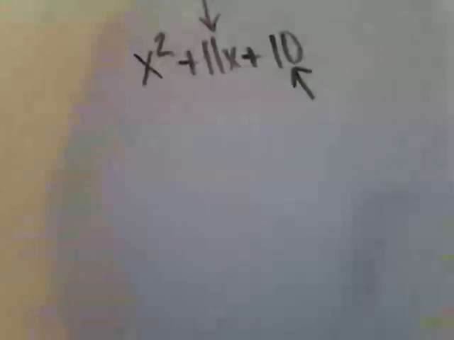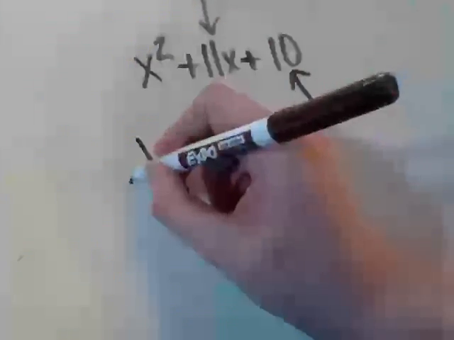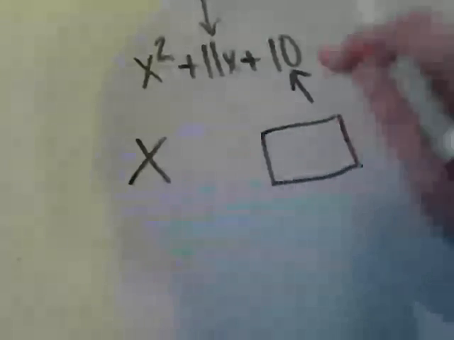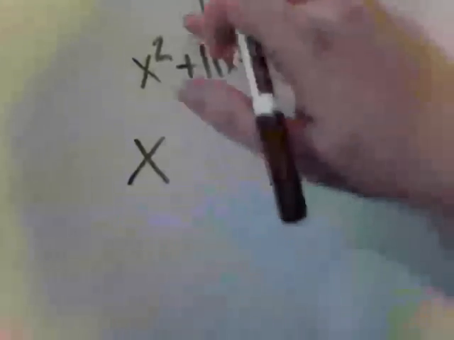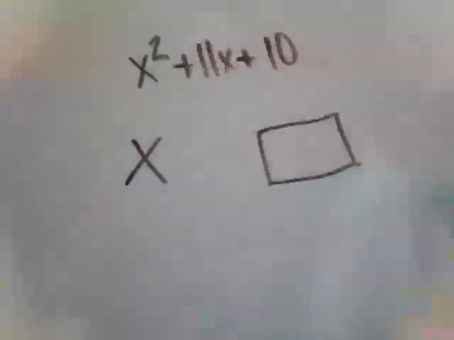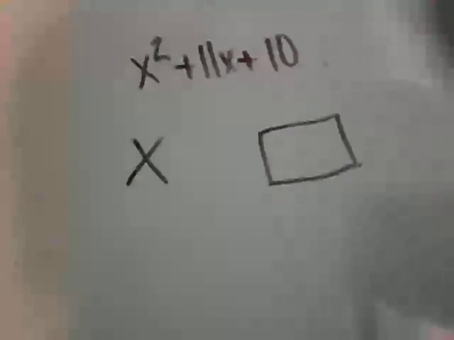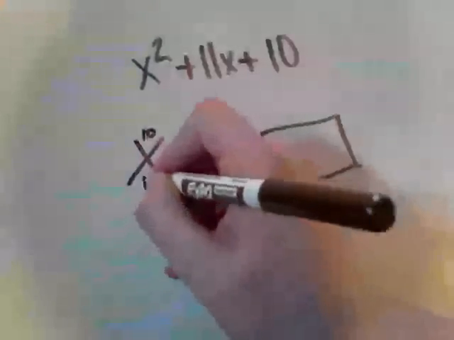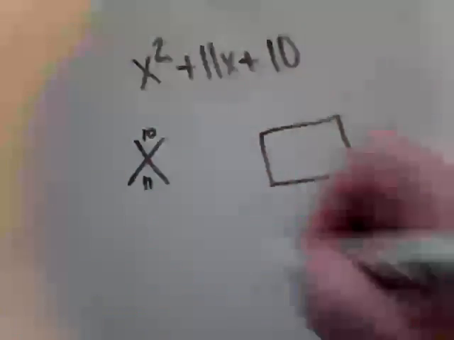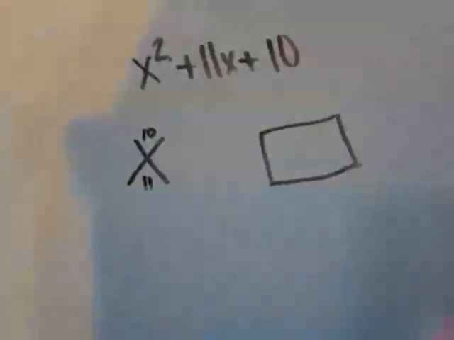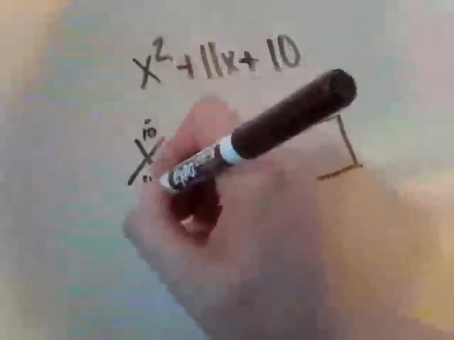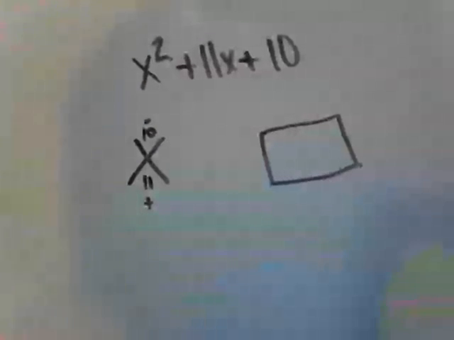Okay, so I'm going to show you guys a method called the X box method. We're going to start out by making an X, and then over here next to it, we are going to make a box. All right, so what we want are two numbers that are going to multiply to make 10 and add to make 11. So I'm going to put the 10 on top and the 11 on the bottom. We need to multiply to make 10 and add to make 11, right? Multiply to make this one, add to make that one.